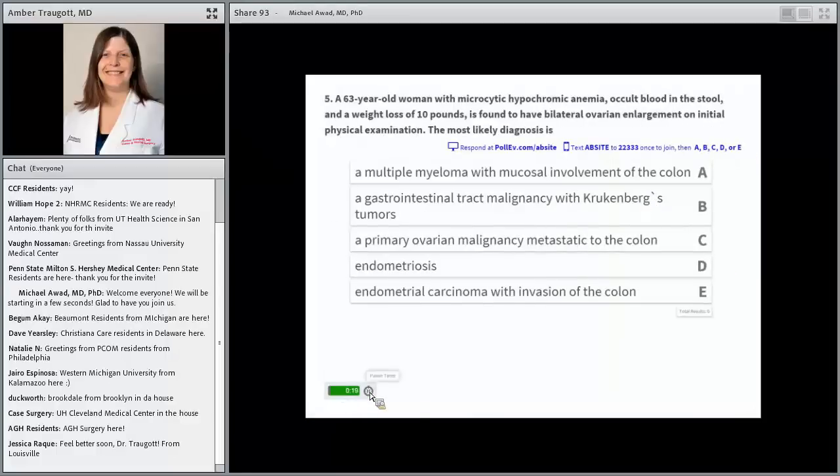Number 5, a 63-year-old woman with microcytic hyperchromic anemia, occult blood in the stool, and a weight loss of 10 pounds is found to have bilateral ovarian enlargement on initial physical examination. The most likely diagnosis is A, multiple myeloma with colon mucosal involvement, B, a GI tract malignancy with Krukenberg's tumors, C, a primary ovarian malignancy metastatic to the colon, D, endometriosis, or E, endometrial carcinoma with colon invasion.